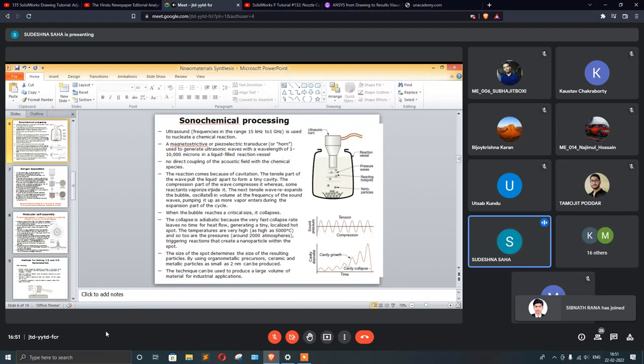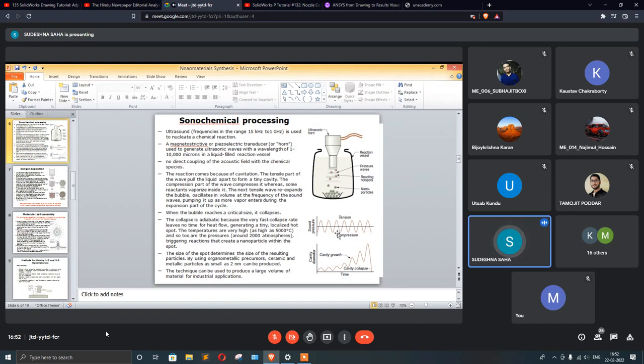Okay, and magnetostrictive or piezoelectric transducers are used to generate the ultrasonic wave with a wavelength of 1 to 10,000 microns in a liquid filled reaction vessel. There is no direct coupling of the acoustic field with the chemical species in this case, because these are not at the molecular level. The reaction happens due to cavitation formation.